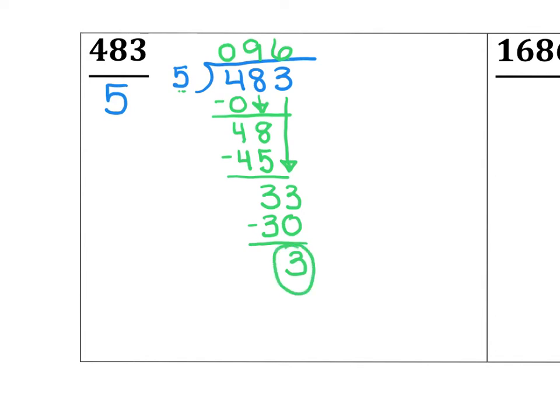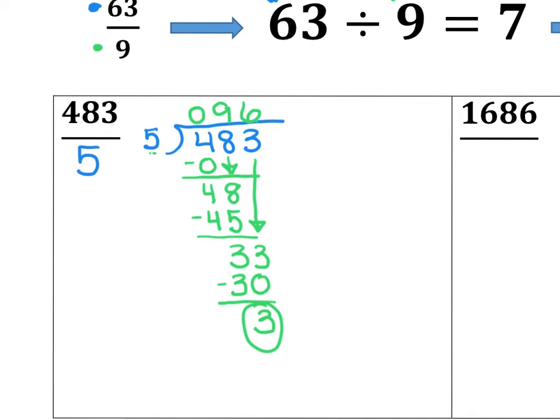So at this point in elementary school, you might have said R3. But we're not going to do that in middle school, so I'm going to erase that R3. What we're going to do instead is write that remainder as a fraction. So I have a remainder of 3, and I'm dividing by 5.